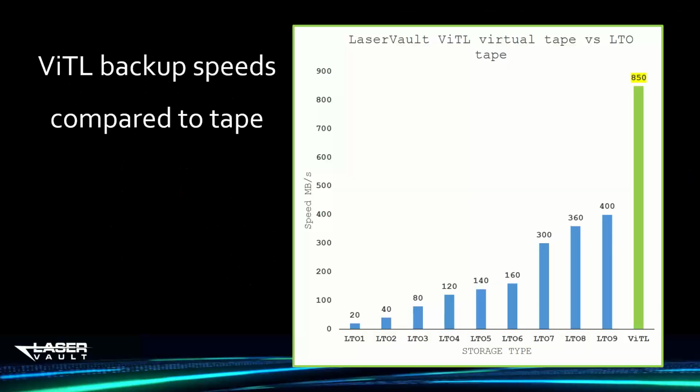So VTL backup speeds compared to tape. We're looking at several LTO versions. We'll go right to LTO 9, rated at 400 megabytes a second, whereas a VTL solution can be as high as 850 megabytes a second. So we're looking at well over 2 terabytes an hour for a backup solution compared to a physical tape. And there are actually customers of ours that are backing up even faster than that.